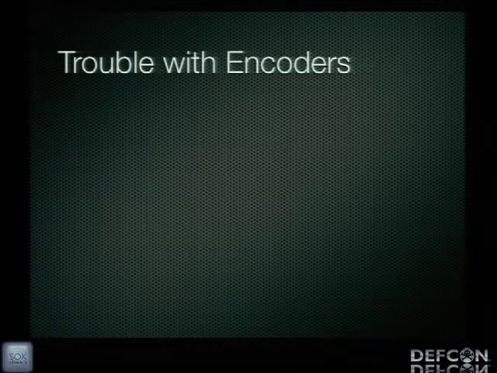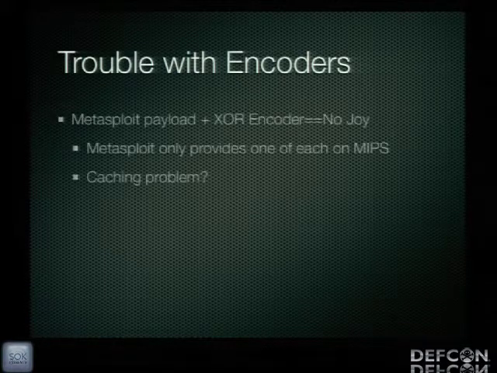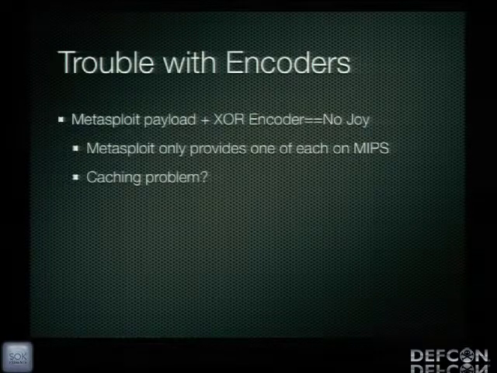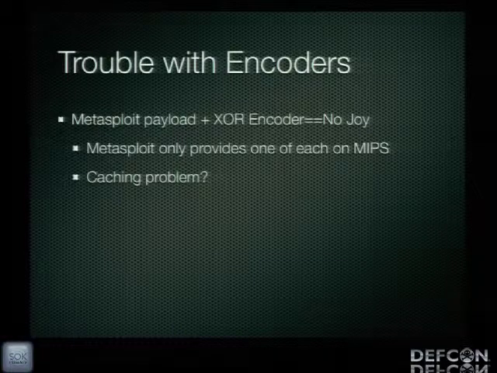The majority of the time I spent developing this exploit, sadly, was getting the payload and encoder to work. Metasploit provides you with one payload and one encoder for the MIPS architecture, and I was never able to get it to work. If I would attach to the process with the debugger and then single step through the decoding and execution of the payload, it would work perfectly every time. But if I wasn't attached with the debugger, it would crash the application every time. And I never did figure out what the problem was.